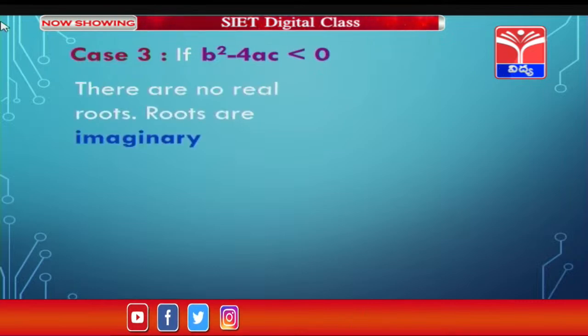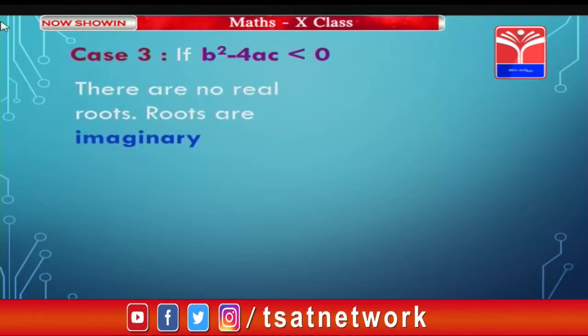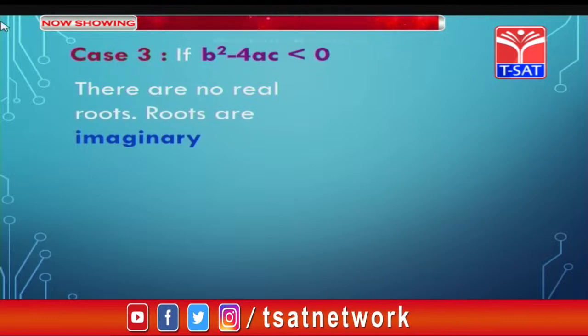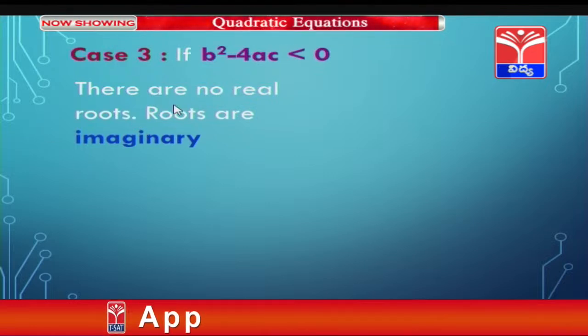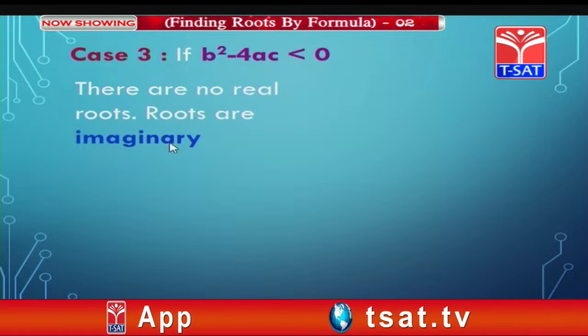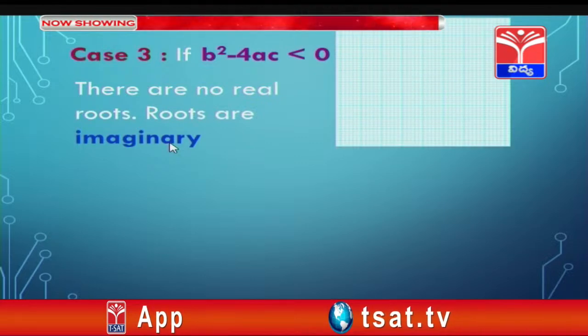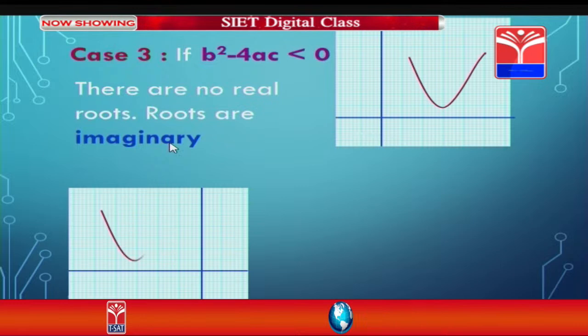When b square minus 4ac is less than 0, the value is negative. So, there are no real roots. So, we can say that the roots are imaginary. Now, let us see how the graph looks like. Look at the graphs, children.